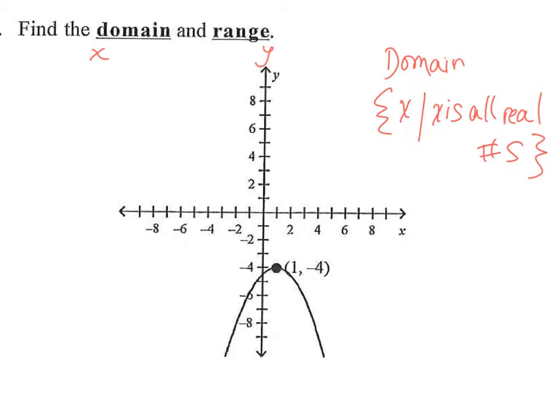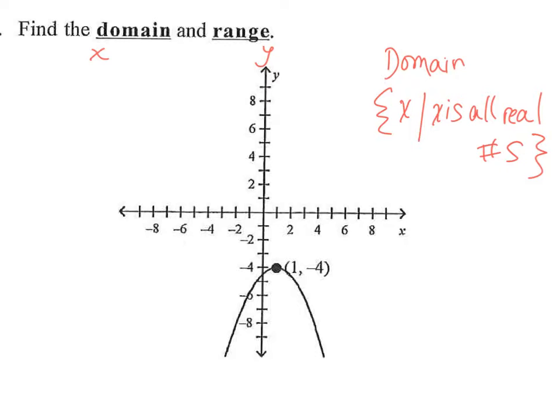And again, the reason for that is because my parabola is expanding infinitely forever on the x-axis. All of the x values are going to be part of the domain of that parabola. So that's always going to be right. Always all reals for domain.